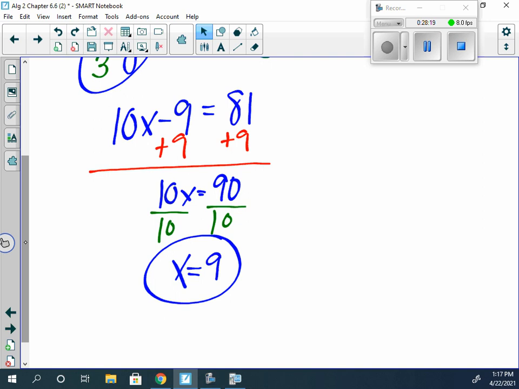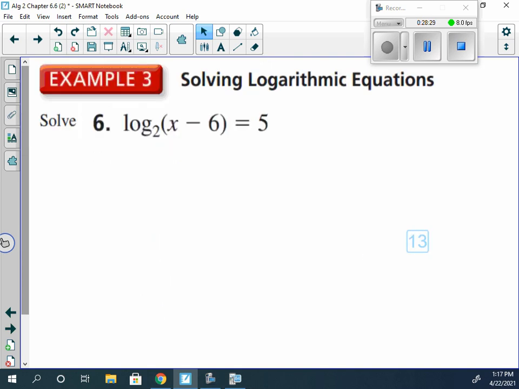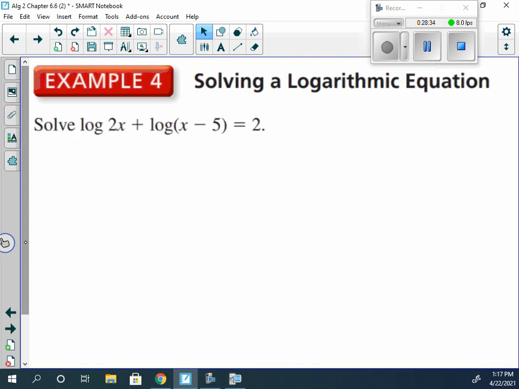Any questions on any of this here so far? Do you feel comfortable with this here? Not too bad. All right. If we feel comfortable with this here, let's look at this one here.